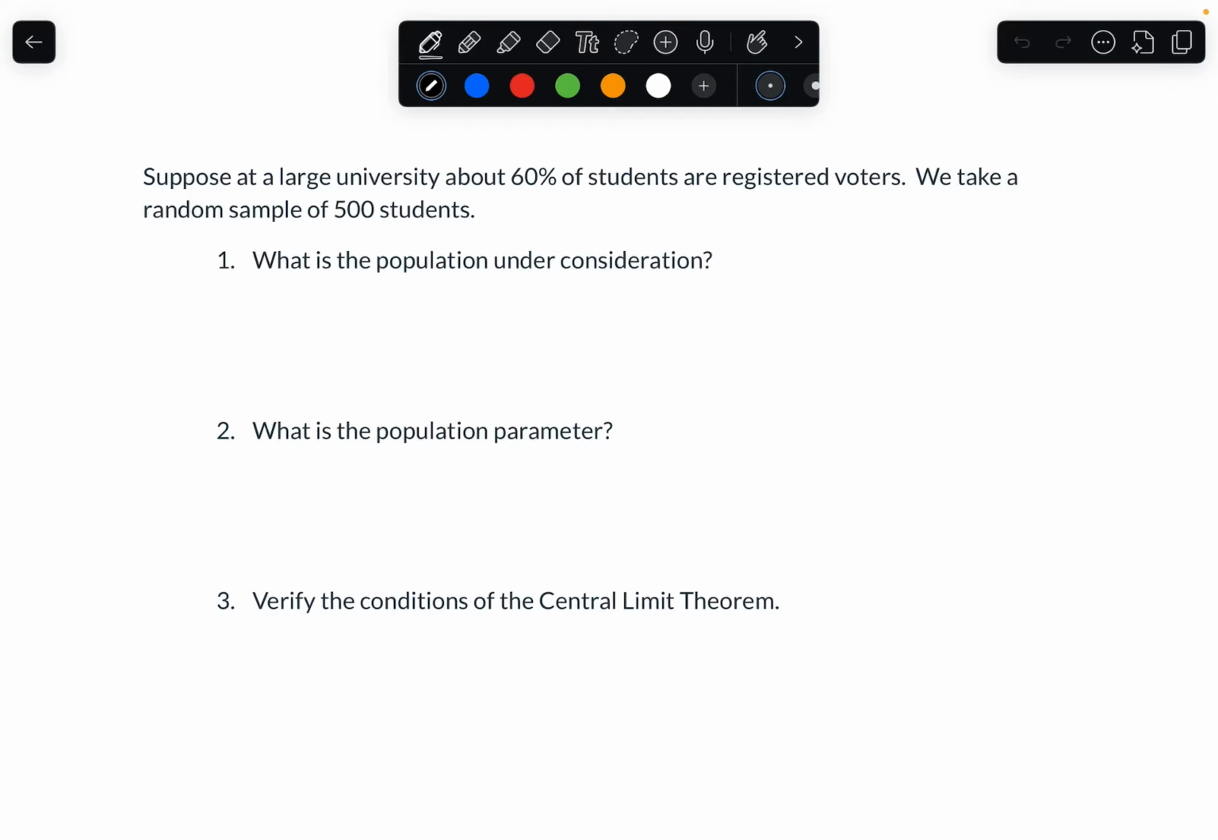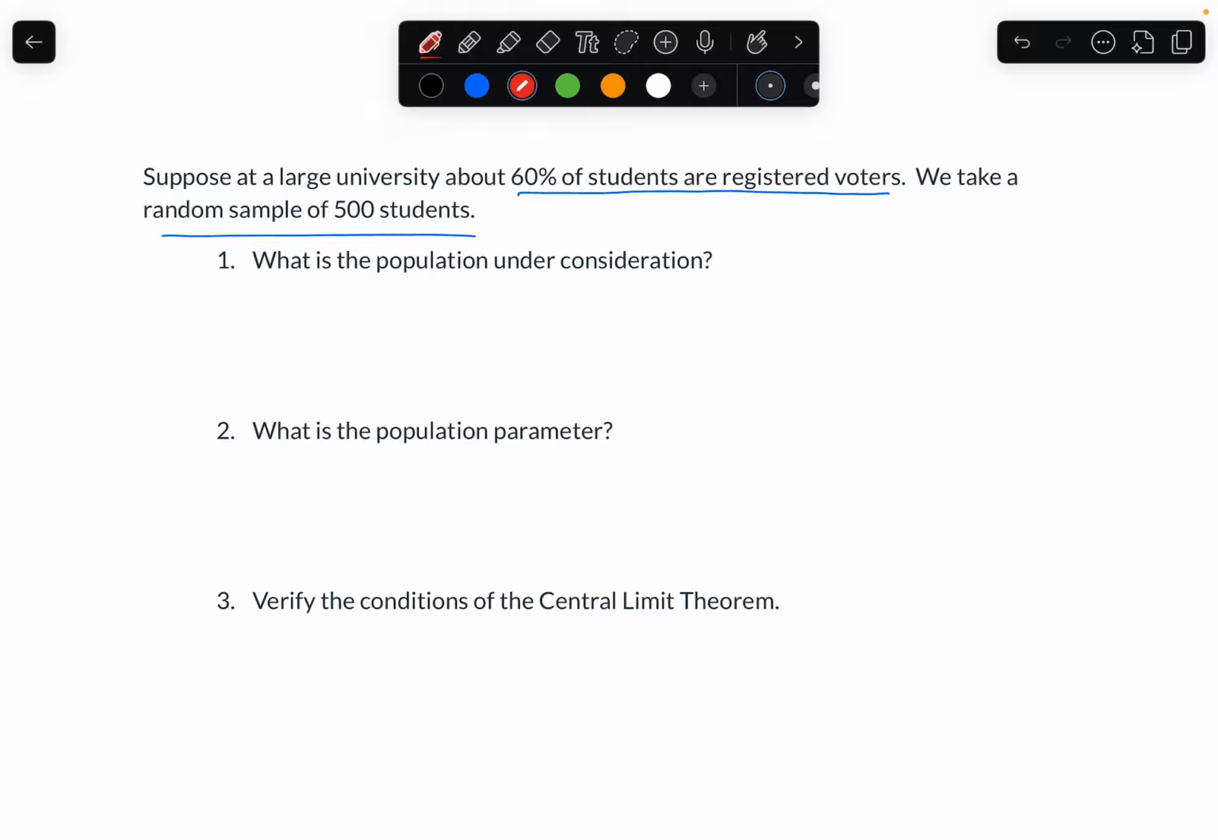In this video, we're going to work through an example using the central limit theorem for proportions. So suppose that we have a large university, and at this university, about 60% of students are registered voters. We're going to take a random sample of 500 students.